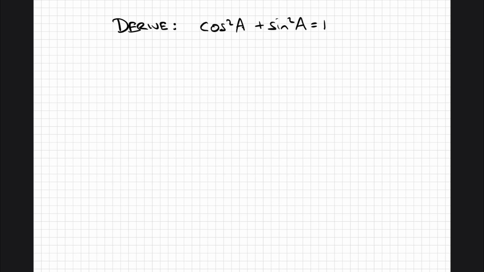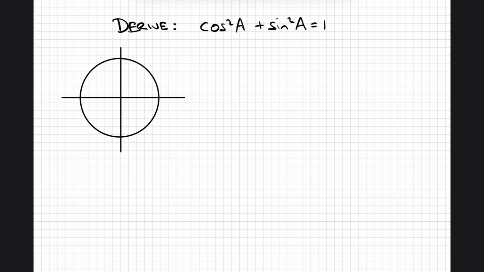Okay, let's do the derivation of cos squared A plus sine squared A. So in this case, what you need to start with, for your own understanding, is a unit circle. A unit circle literally means a circle where we have 1 unit as the radius. So the radius has a length of 1 unit.